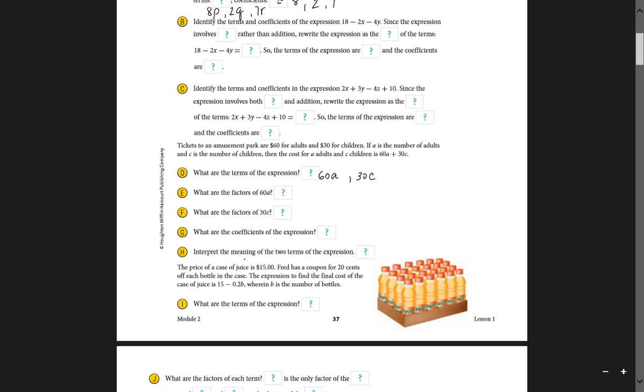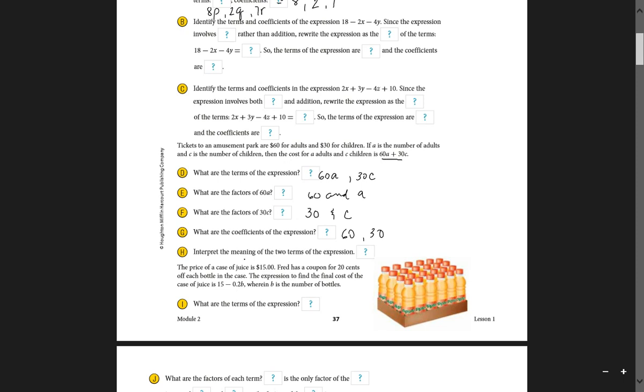What are the factors of 60A? When you say factors, it is multiplication, right? So factors are 60 and A. And also here, the factors of 30C are 30 and C. How about the coefficients of the expression? So the numerical coefficients are 60 and 30. Okay. Interpret the meaning of the two terms of the expression.